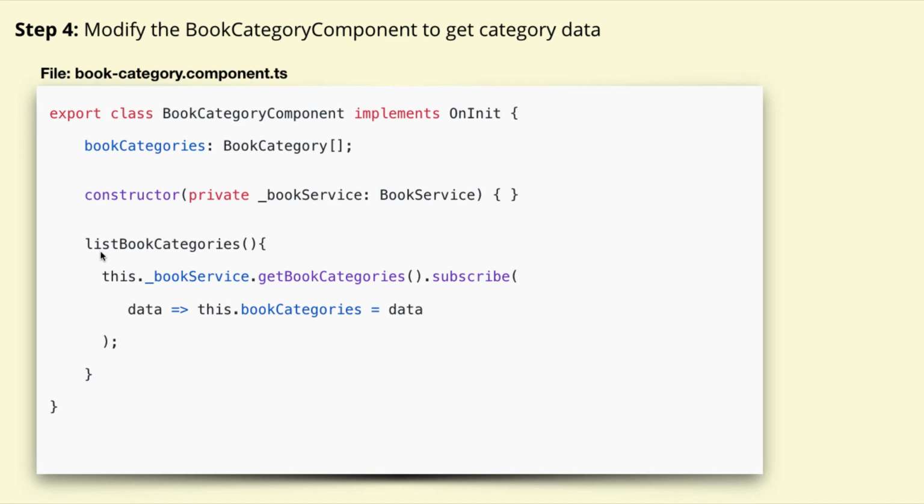And we're going to define a method listBookCategories. Inside this method, we're going to make use of this book service to call a service method, and we're going to subscribe to that method. And to this subscribe method, we're going to pass a parameter, and that parameter will be an arrow function. So we're going to store that response or data to the categories array which we have defined above.